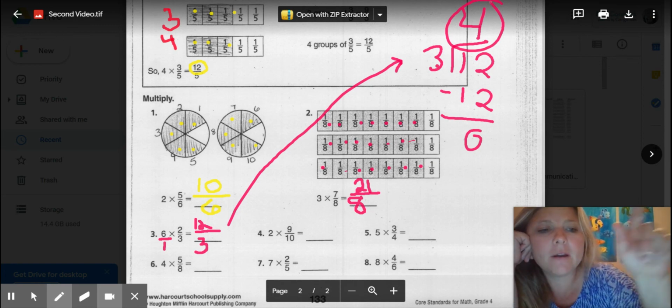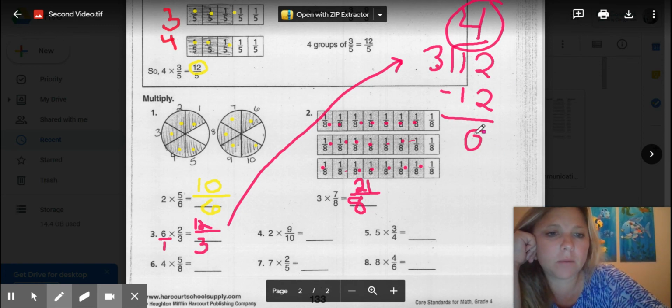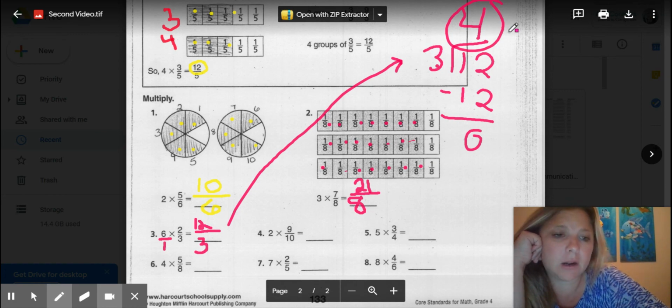Now, if the fraction did have a remainder, remember that remainder becomes the numerator, and this outside number right here that was your denominator is still your denominator. Because always the number on the outside of the house is your denominator.